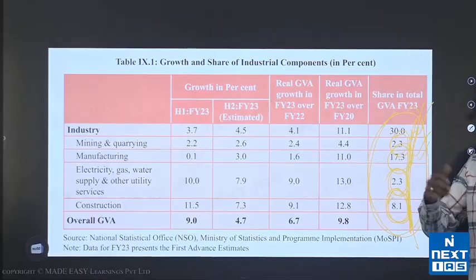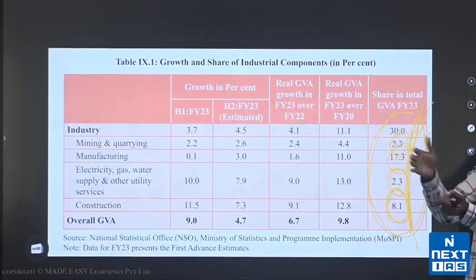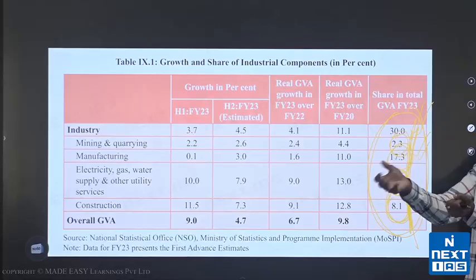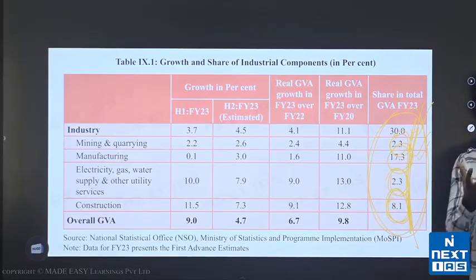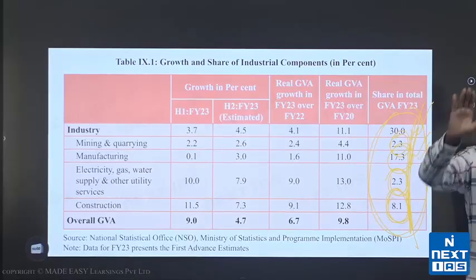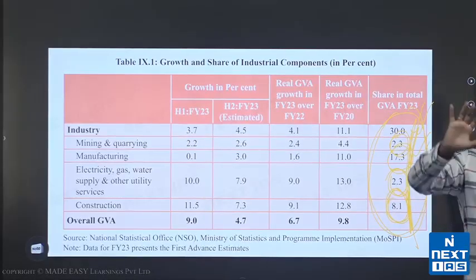So gross value added: add net product taxes, add GST data, remove subsidies, then you get GDP at market price. That is GVA versus GDP, GVA versus GDP. I hope all got the clarity.